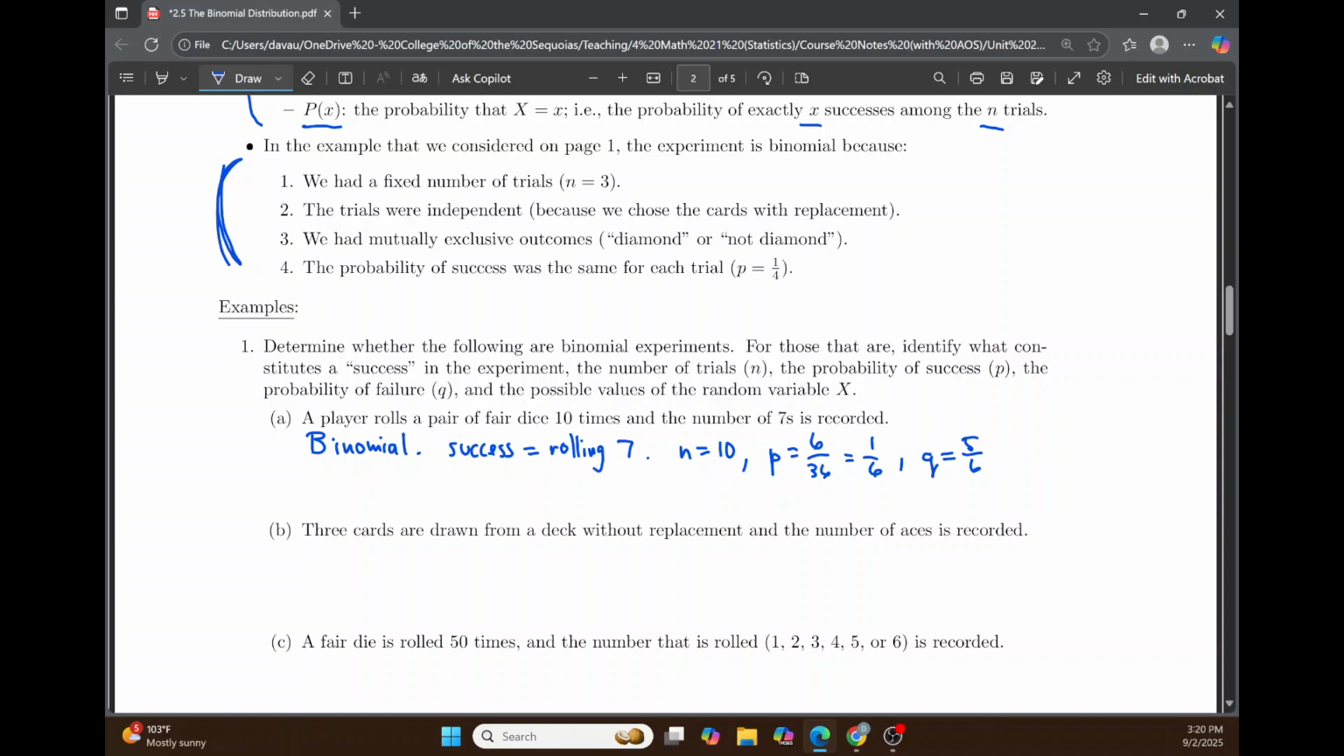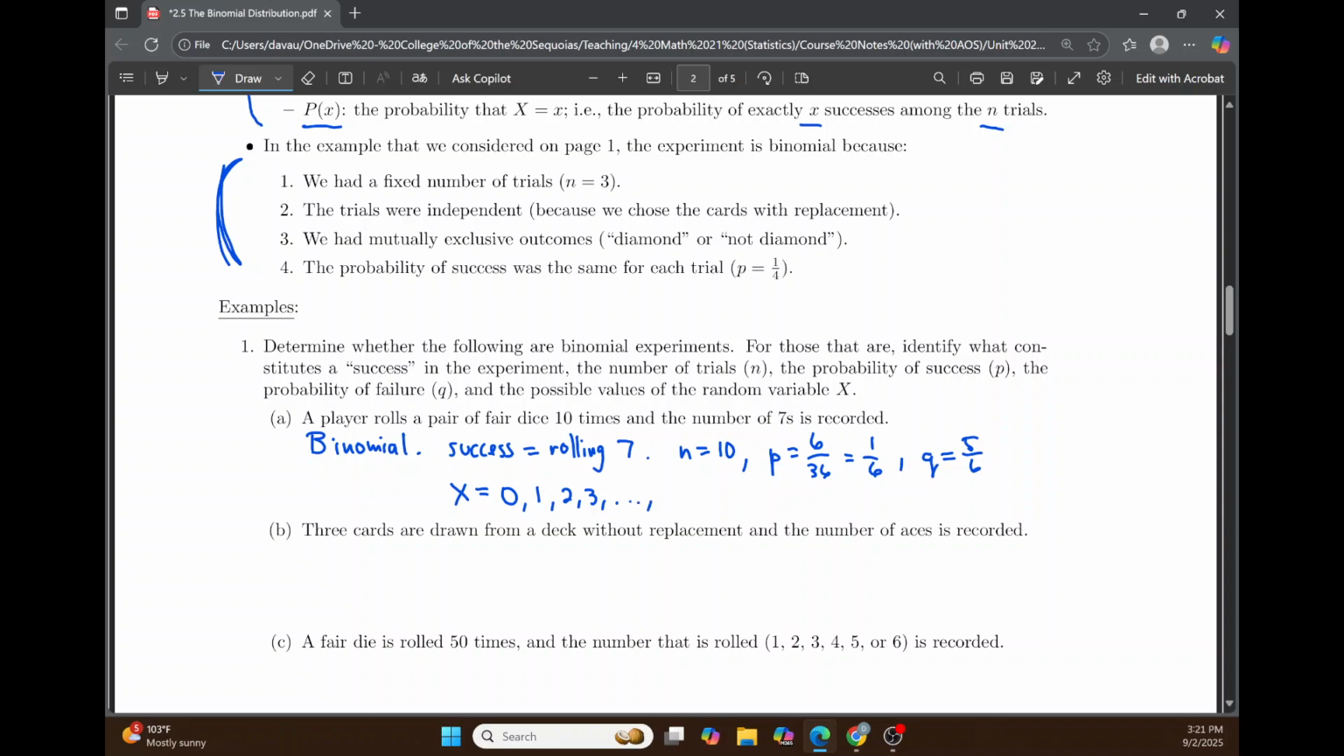And then finally, we're supposed to write down the possible values of the random variable x. Well, the smallest that x could be would be 0, right? It's not very likely that you're never going to roll a 7, but it is possible. It could be the case that you get 0 7s. So x could be 0, or x could be 1. It's possible that you could roll a 7 exactly once out of your 10 rolls, or it could be that you get a 7 twice or 3 times, right?